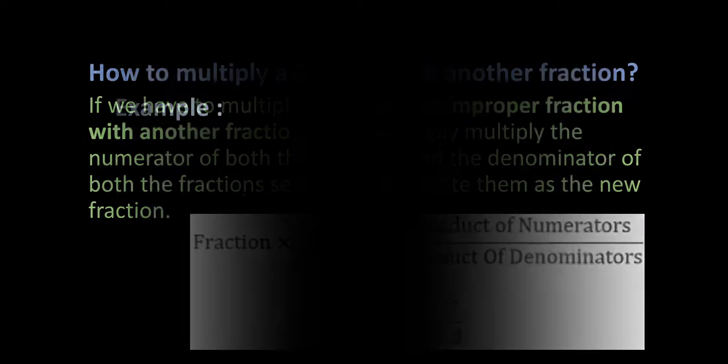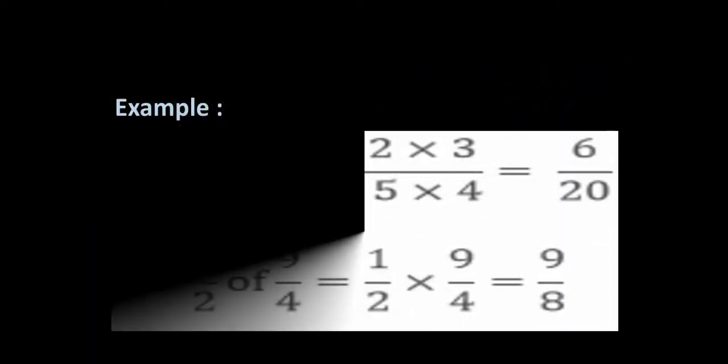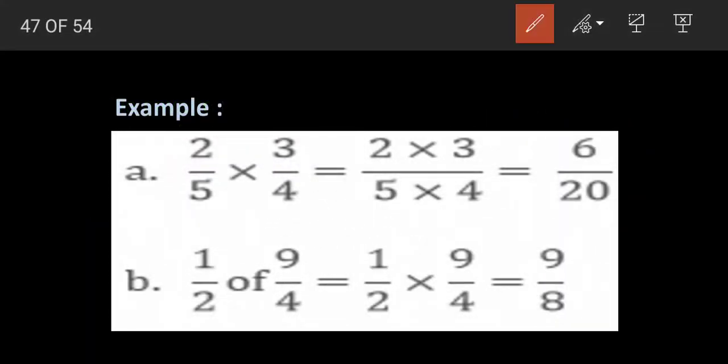Come to an example. Here we have to multiply 2/5 and 3/4. Okay, these are the two fractions. So what to do? We have to multiply the numerators. So 2 × 3 is 6, and we have to multiply the denominators also. So 5 × 4 is 20. Clear?